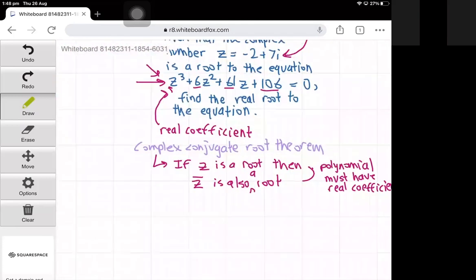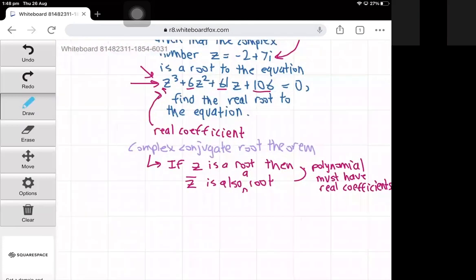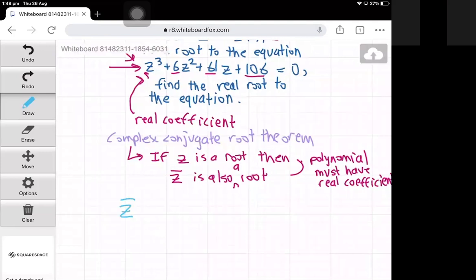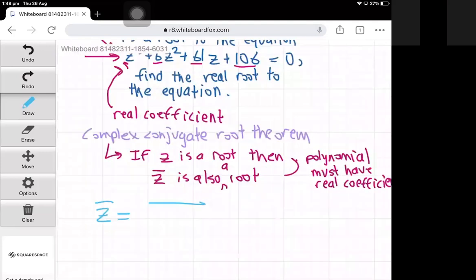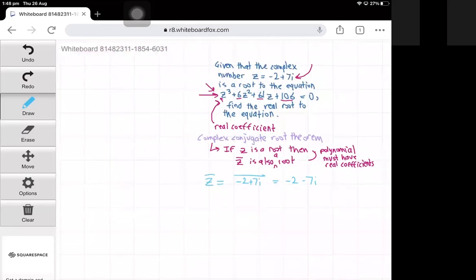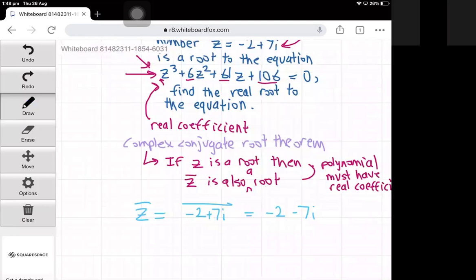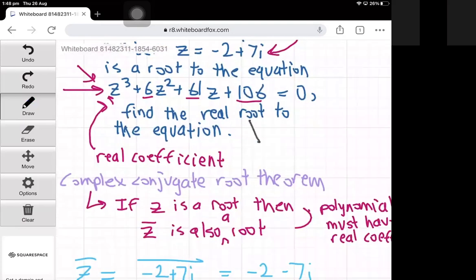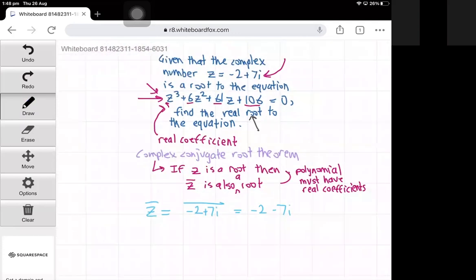So what is the conjugate of z? The conjugate of z is equal to the conjugate of -2 plus 7i, and this is equal to -2 minus 7i. So now we found two roots of this cubic equation. So all we have to do is to find the final real root of this equation.